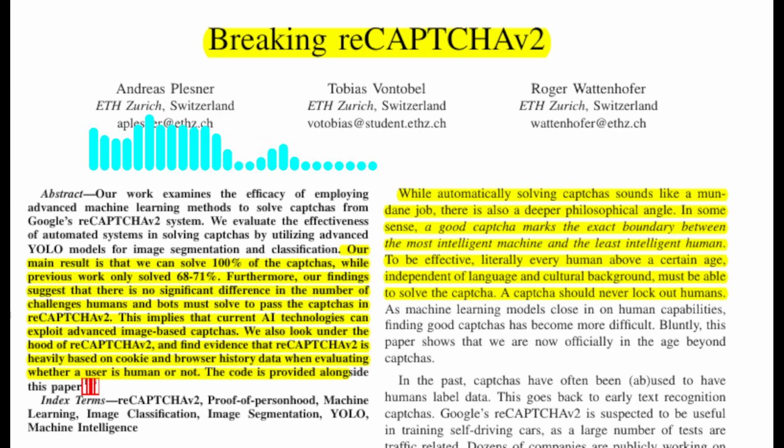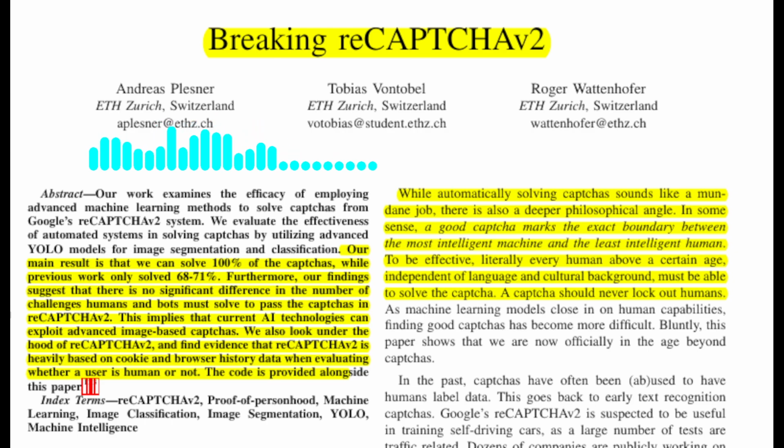Today, we're diving into a paper that explores the effectiveness of advanced machine learning techniques in solving Google's reCAPTCHAv2 system. The authors claim to have achieved a 100% success rate in solving these CAPTCHAs, a significant improvement over previous work. What are your thoughts on this claim? It's certainly a bold claim, and the paper presents a compelling case.